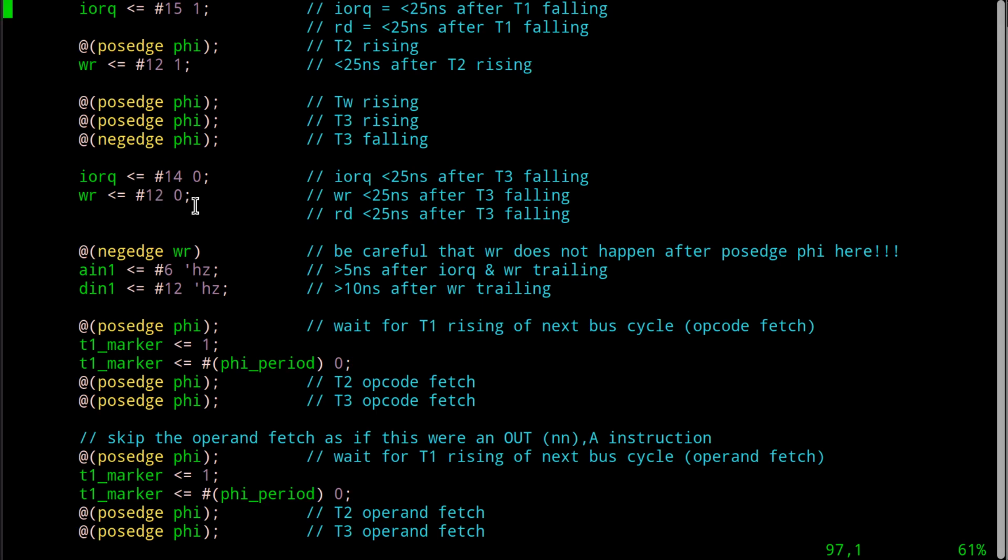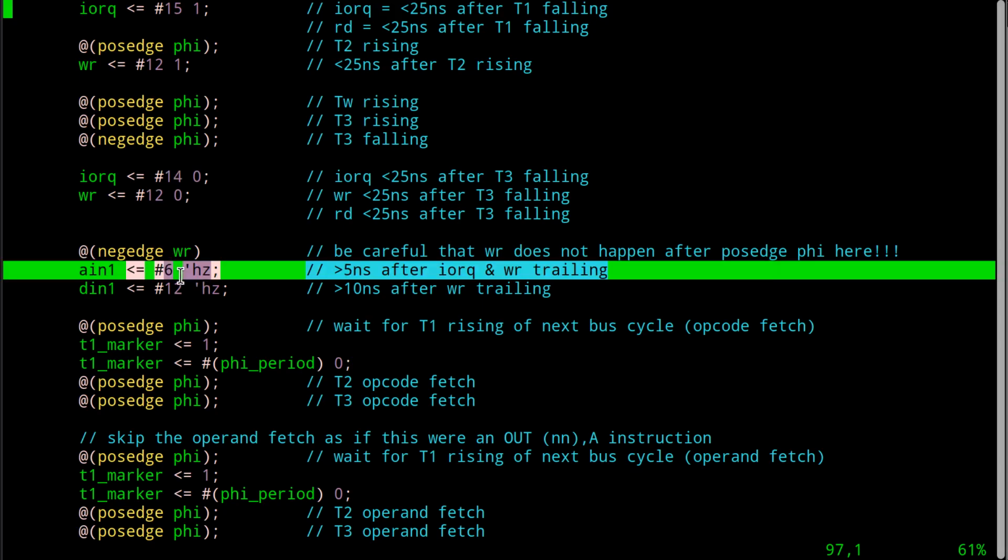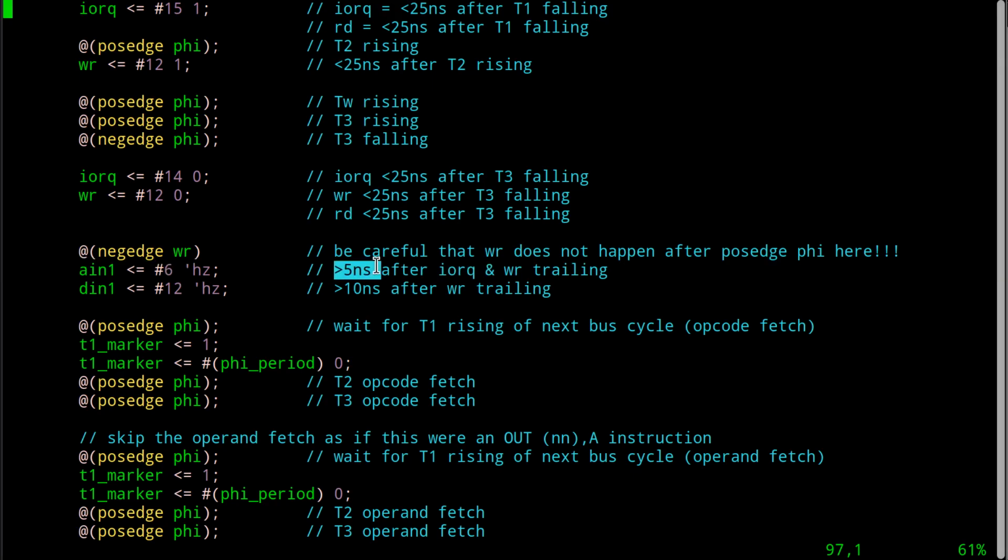This timing is actually wrong because, as you can see, my IO rec goes inactive 14 nanos after the negative edge of phi, and write goes 12 nanos. So this is actually 2 nanos later than write, and we're guaranteed that the address will be 6 nanos or whatever it is, 10 nanos or something like that. Is that right? 10 nanos? I don't remember. 5 nanos, yes. I'll read my own doc after the IO rec and the write.